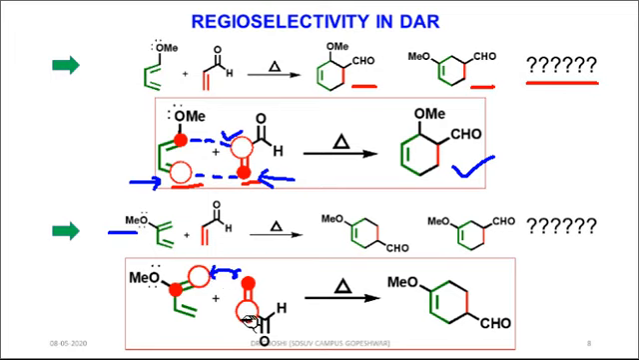Similarly, the more nucleophilic part of the dienophile and the less nucleophilic part of the diene will interact together to give us a cyclic product. This product, 1, 2, 3, 4, after cyclization will result in the para-type product formation.